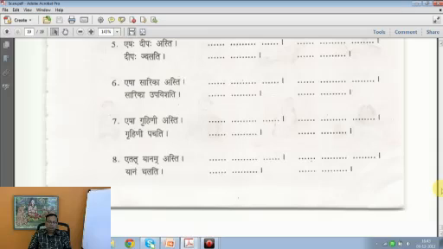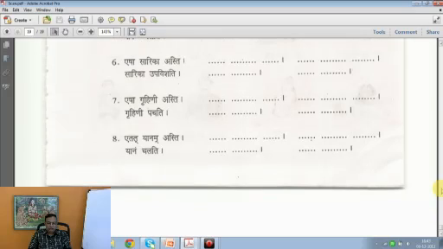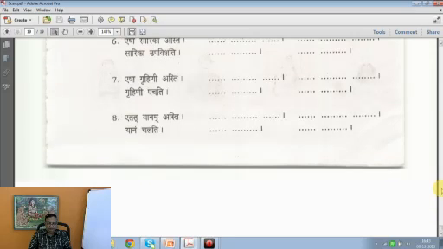Etaha gruhinyah santi. Gruhini, gruhinyau, gruhinyah. Esha, ete, etaha. Asti, staha, santi don't change. Gruhini pachati. A householder or a homemaker cooks. Gruhinyau pachataha. Gruhinyah pachanti. So that is how the derivation gets completed.